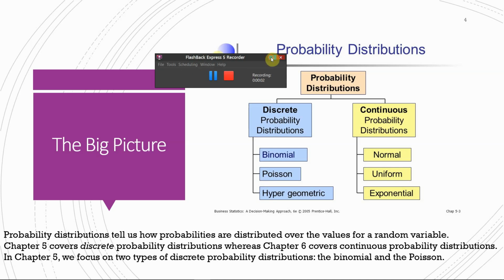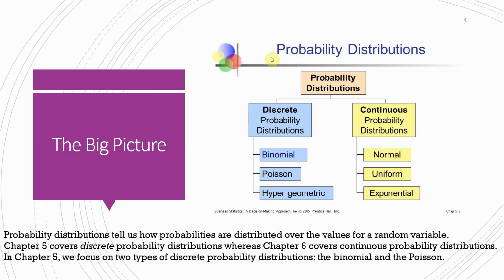Okay, this video is an introduction to probability distributions. So we have two types that fall under the umbrella of probability distribution. We have discrete and we have continuous. Earlier on we learned about discrete and continuous variables, so we're going to use that information to better understand different probability distributions.